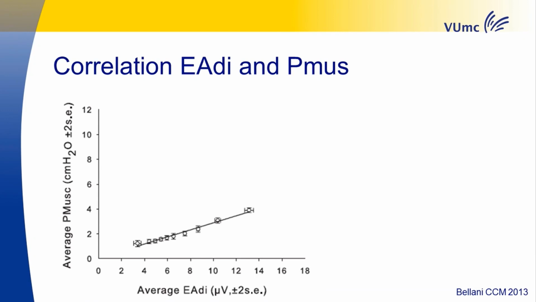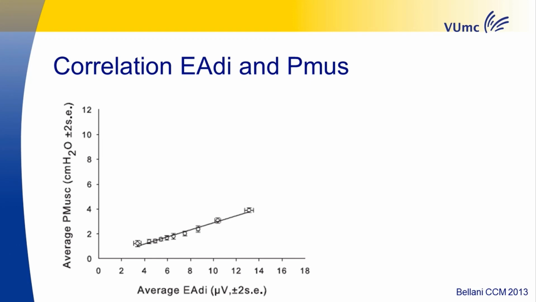Now the important thing is, because it doesn't tell us much if electrical activity is 12, from a physiological perspective, I'm interested in pressure, right? 12 microvolts or 20 microvolts, it doesn't tell me too much. And this is a great study by Giacomo Bellani that has actually shown that there is a linear relationship between the electrical activity and the pressure generated by the diaphragm. So one could say, well, at 8 microvolts, the pressure generated by the diaphragm is 2 centimeters of water.